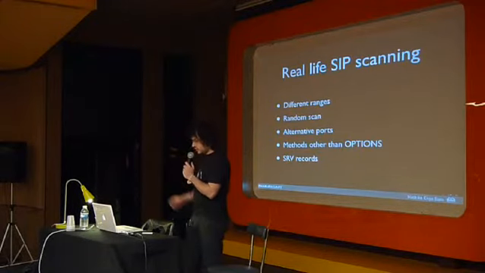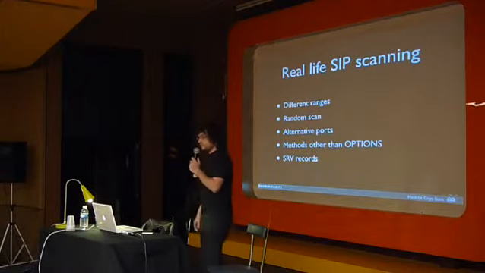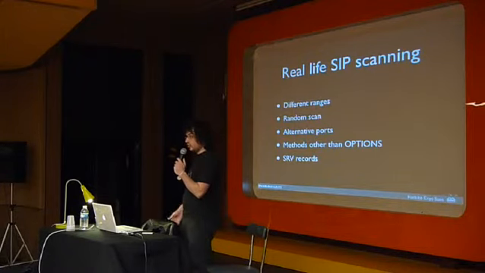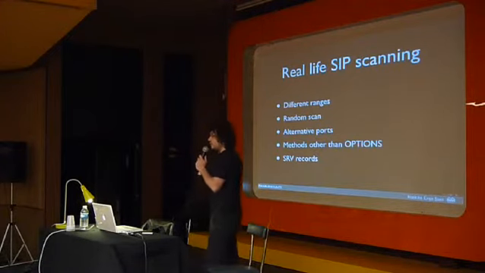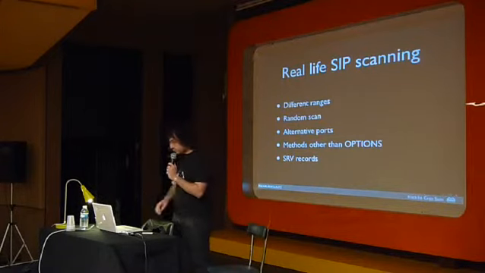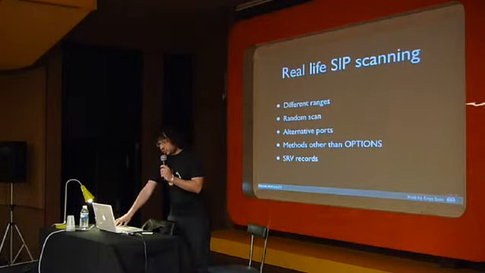So these are some ideas. You can scan different ranges, you can scan randomly, and you can use alternative ports, not just 5060. Some SIP software clients might listen on a different port. And we can use other methods other than options. But options tends to be the safest one.